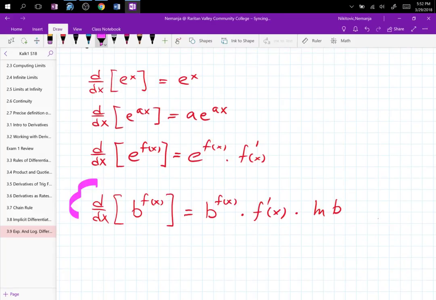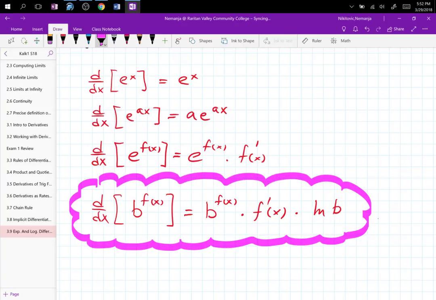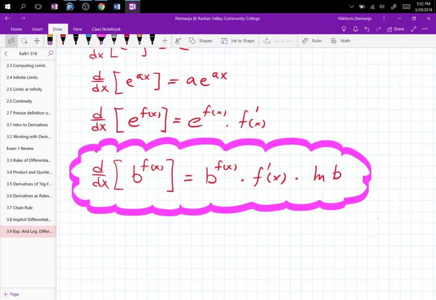And this, I'll put on a cloud. This is the most general case that you can get for your exponential functions. Now, is this backwards compatible with everything you learned?